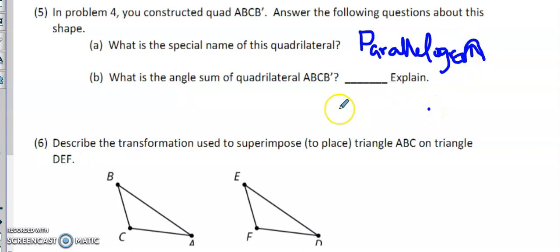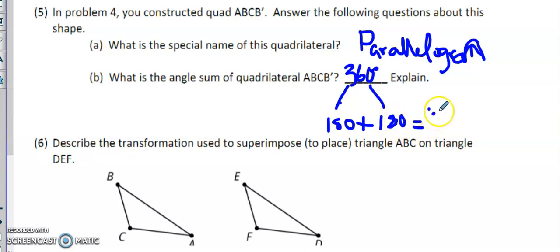What's the sum of the angles of the quadrilateral? I hope you decided it was 360. And the reason why is because you have two triangles, and the three angles of both triangles are being used to make the angles of the quadrilateral. So since the triangle angle sum is 180 degrees, and all the angles are being used as angles of the quadrilateral, then the sum of the angles would be 360 degrees.